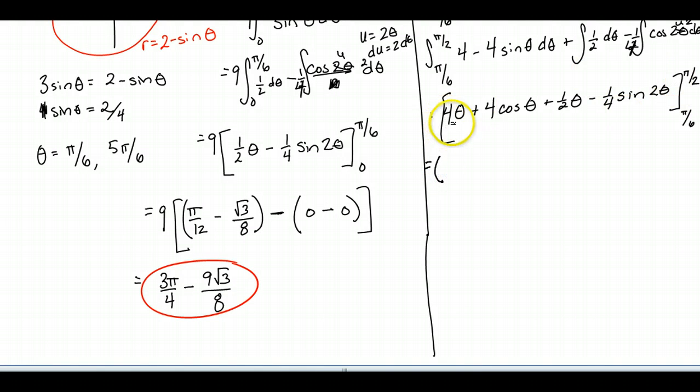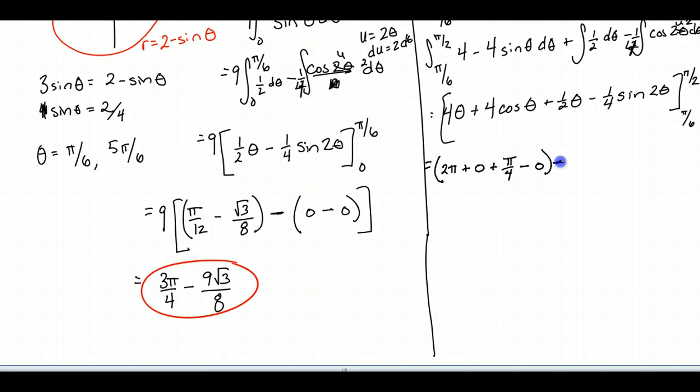If I plug in pi over 2, 4 pi divided by 2 is 2 pi. Plus cosine of pi over 2 is 0. So that term is 0. Plus, now this will be pi over 4 minus sine, 2 pi over 2 is pi. Sine of pi is 0.